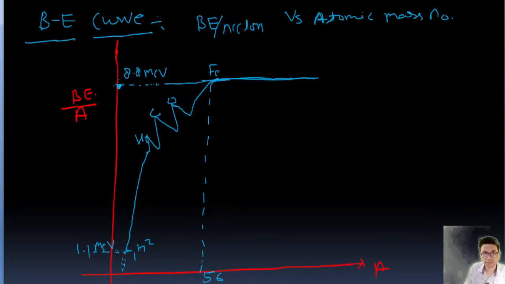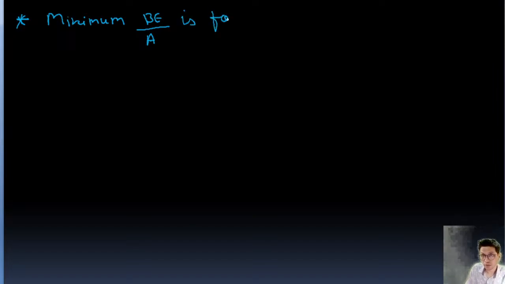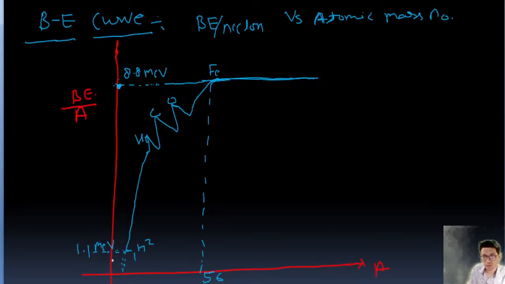First, the minimum binding energy per nucleon is for deuteron. The minimum binding energy for deuteron is 1.1 MeV. We can see here, this is deuteron, so the minimum binding energy is for deuteron, that is 1.1 MeV.